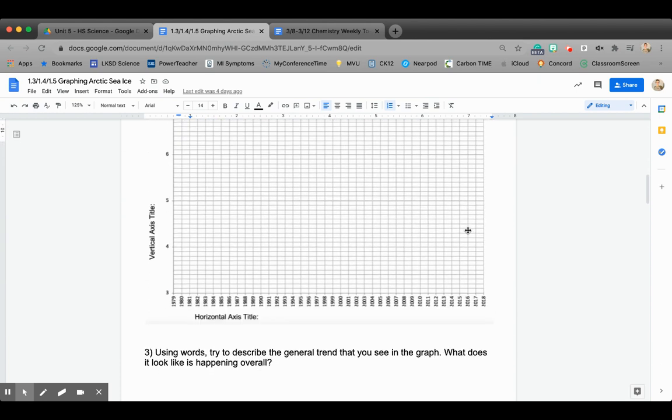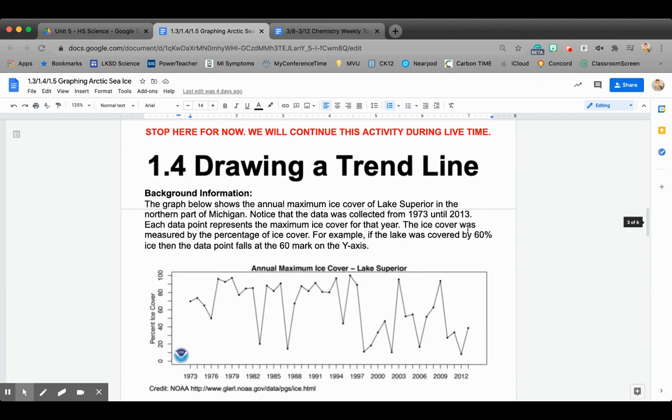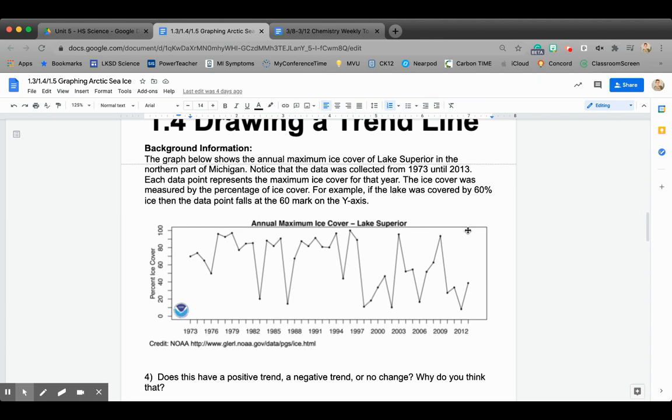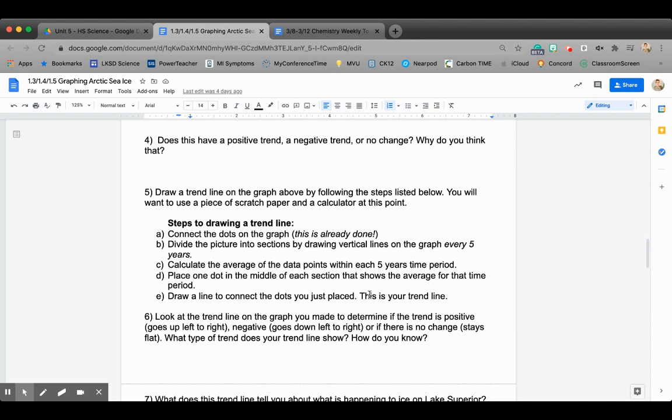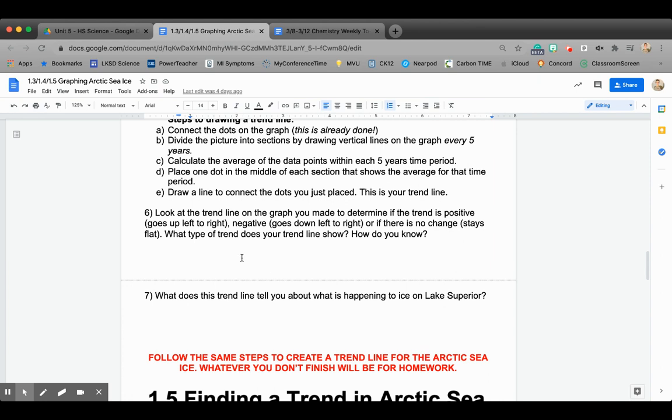All right. That's 1.3. When you go to 1.4, what I'm going to be looking at is if you have a trend line for the Lake Superior data. Again, not looking at accuracy necessarily of the location of the points, but just, did you get a good attempt at trying to create that trend line for the data? And then also looking at your answers for questions 6 and 7. If you want to double check your work, you can do that now.